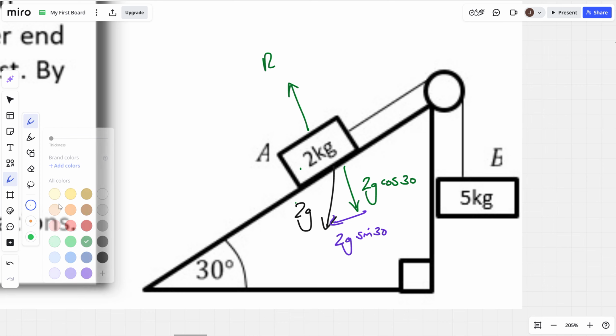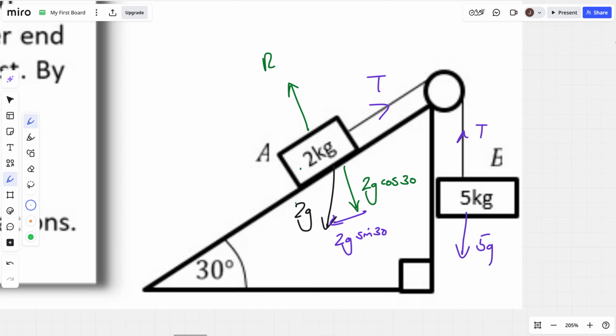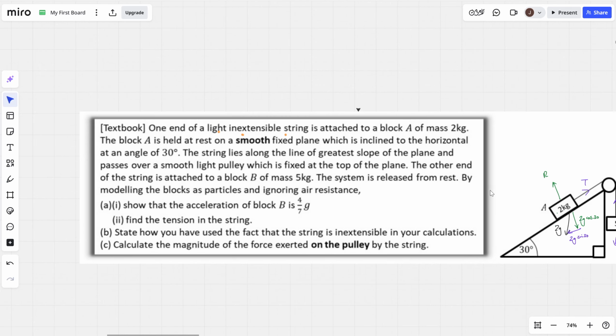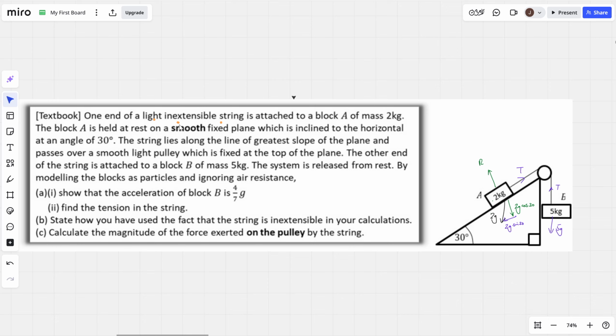We know that this is a string as well. So let's just do this, and in fact, let's do that. So those are going to be some of our key forces. So smooth, oh, it's a smooth plane. Great, so we don't even have to draw friction. Greatest slope, smooth pulley. Yes, they will give you smooth pulleys for the normal A-level. I think we've got everything.